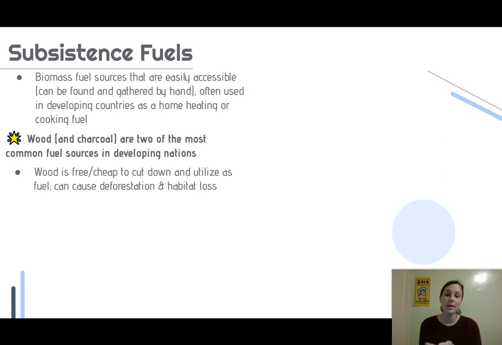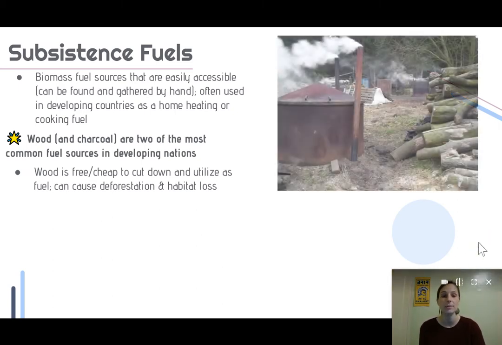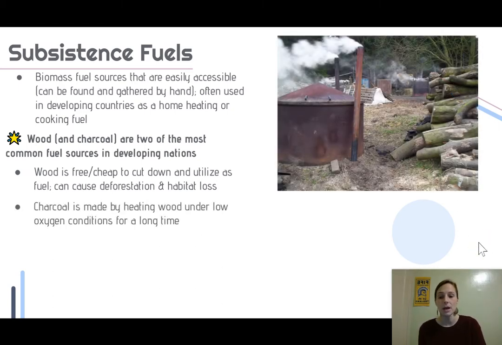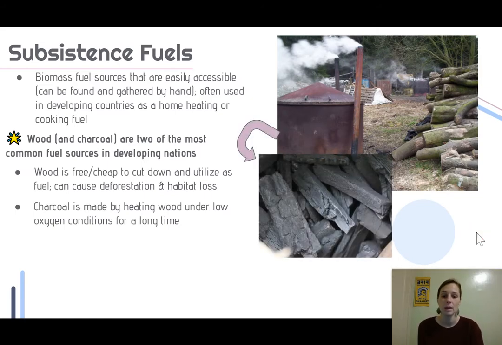But the reason why this is going to be common in developing countries is because wood is going to be free or cheap. You can cut it down, you can utilize it as fuel, but unfortunately this can lead to deforestation and habitat loss. Now, the other type is charcoal, which is basically just what happens when you burn wood, and wood is going to form into charcoal after you've burned it for a little while. So they're both derived from trees. This is what charcoal looks like. You have maybe seen this in the bottom of a fire pit before.